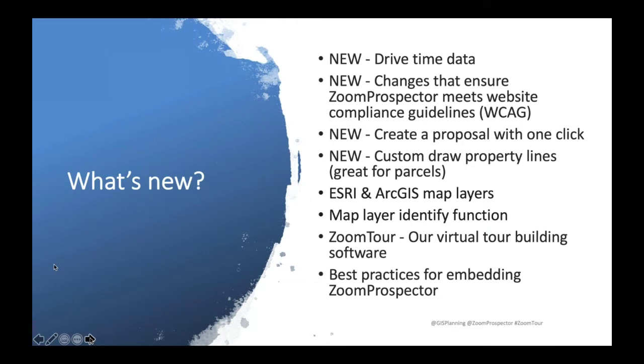We're going to show you how you can create a proposal with a single click, how you can custom draw property boundaries, which is really useful for many things, including parcels. We'll talk about how you can show ESRI and ArcGIS map layers, how you can identify a function on the map layers as well. We'll spend a couple minutes showing you ZoomTour, for those of you who haven't seen it, our virtual tour building software.